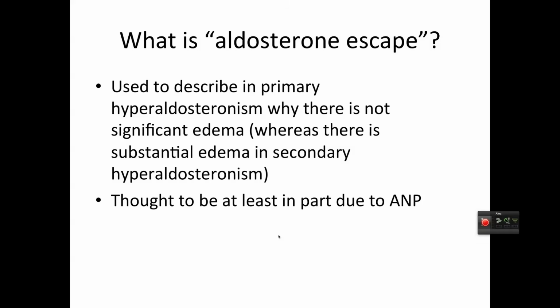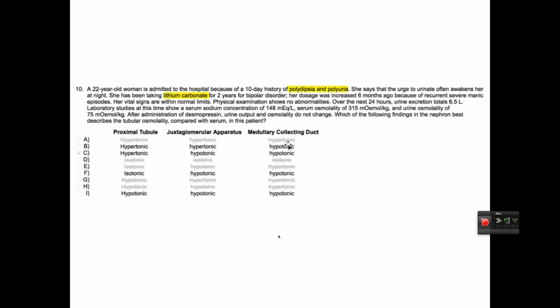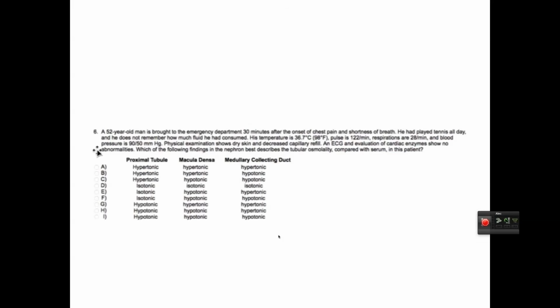So I get this question a lot. I wanted to just talk about it briefly to all of you because this comes up a lot. So what is aldosterone escape? It is the mechanism that's posited for why in primary hyperaldosteronism you don't have a lot of edema. Okay, perfect. So next, let's talk about some questions, shall we?